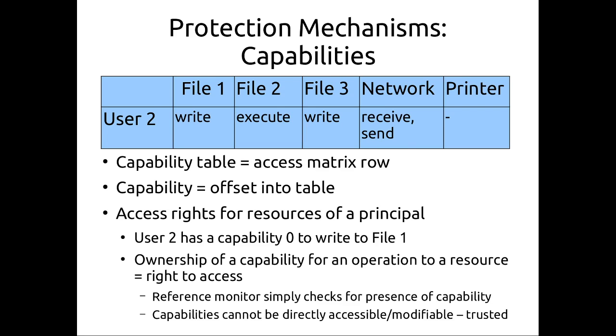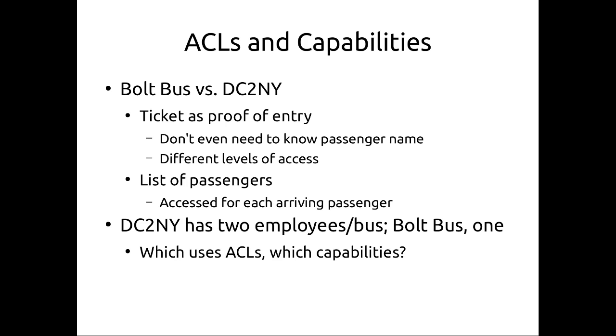Okay, so let's go through an intuitive example. I don't know if both of these companies are still doing their thing, but Bolt Bus and DC to NY were two buses that would run from DC, District of Columbia, to New York, which is about a 4-hour trip. And they both handled access control in very different ways.